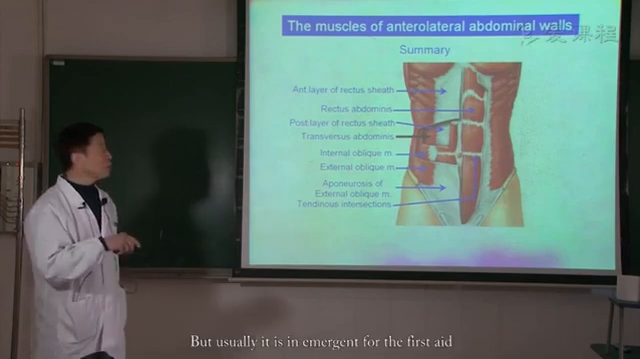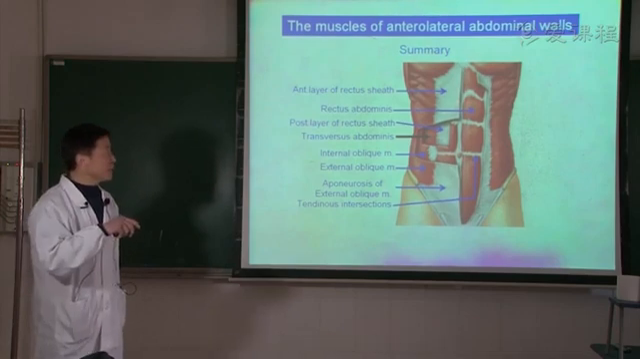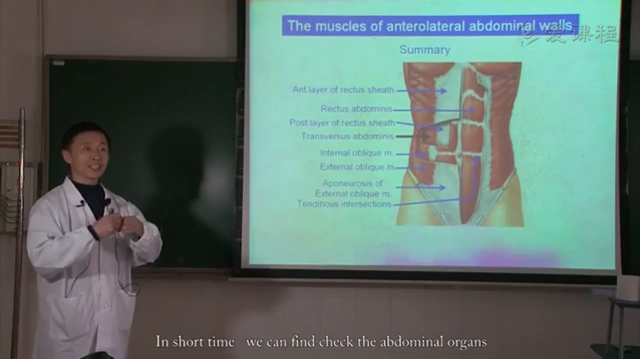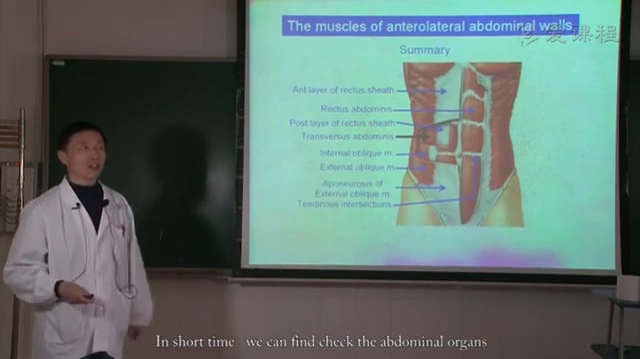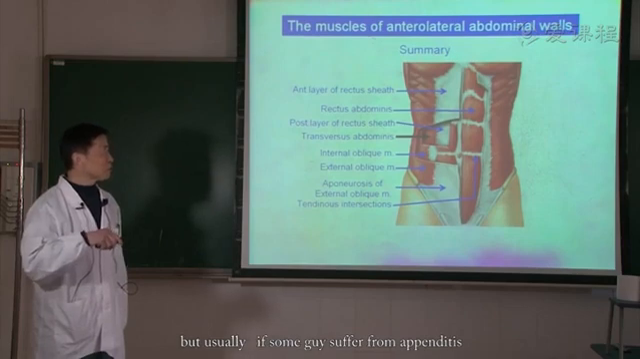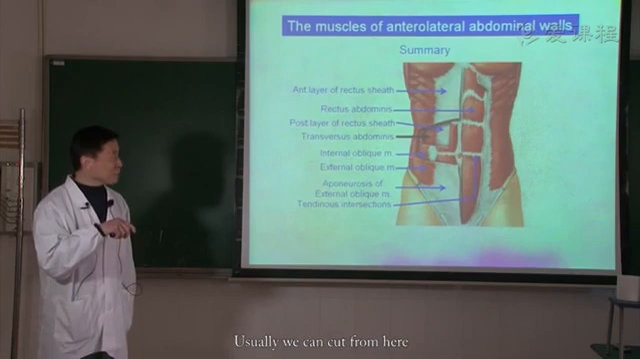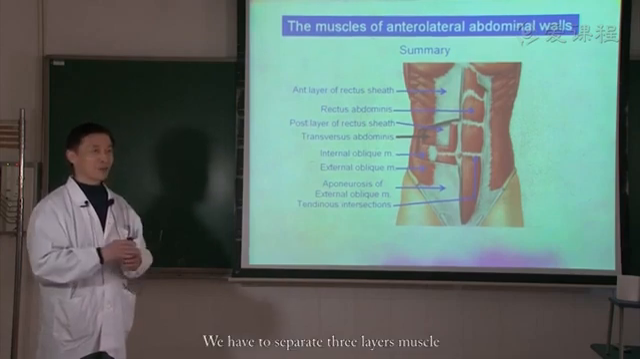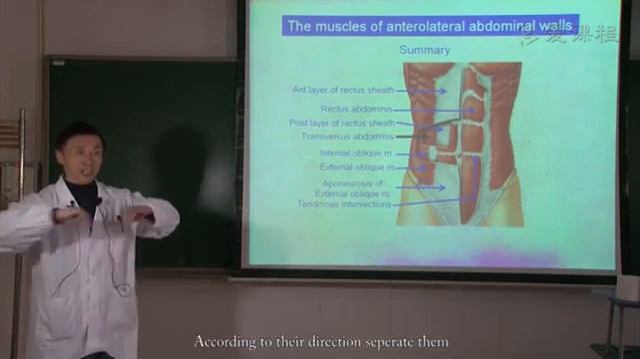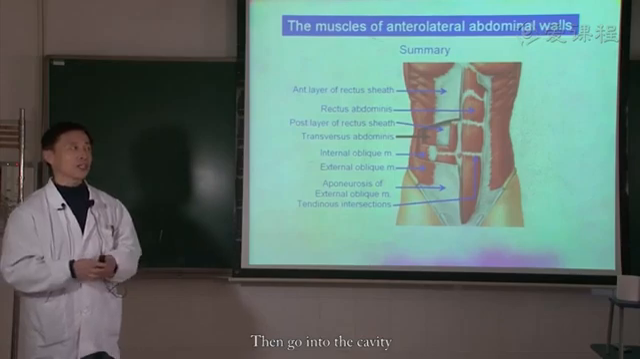But usually, if it's an emergency for first aid, we cut from here. In a short time, we can check the abdominal organs again. But usually, if someone suffers from appendicitis, we can cut from here. We have to separate the three-layer muscle according to the fiber direction, separate them, then go into the cavity.